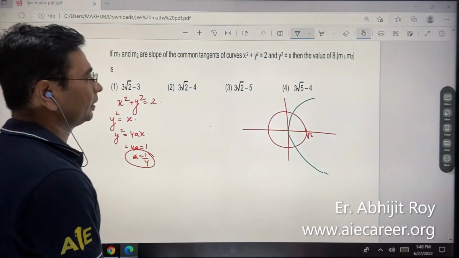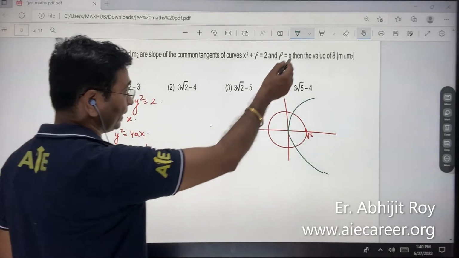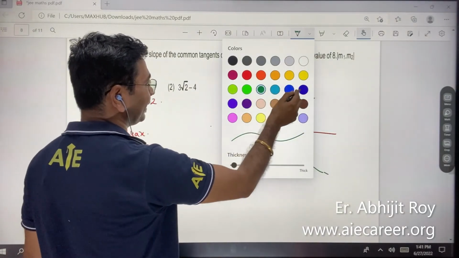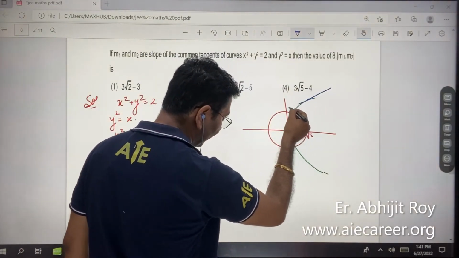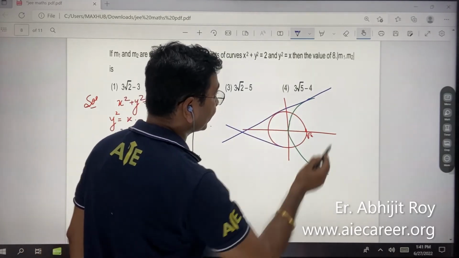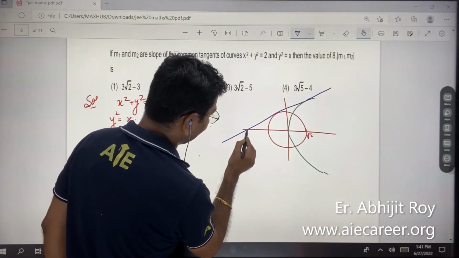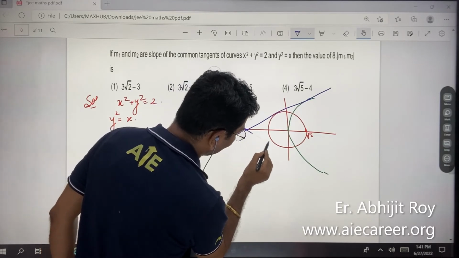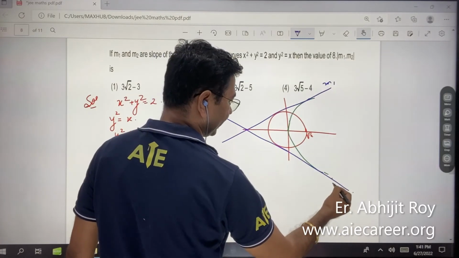Parabola. Very good. And then the values of M1 and M2. If M1 and M2 are the slopes of the common tangents, then between these two curves a line will be formed which is a common tangent. So I will draw a line which will be something like this, and another line. Okay, so this is my M1 and this is my M2.